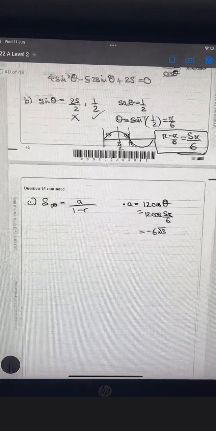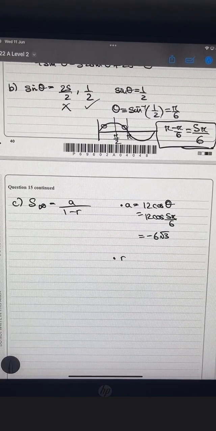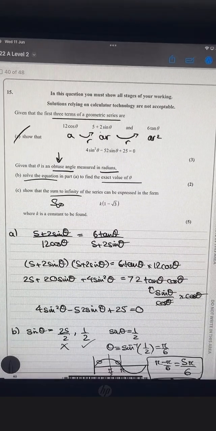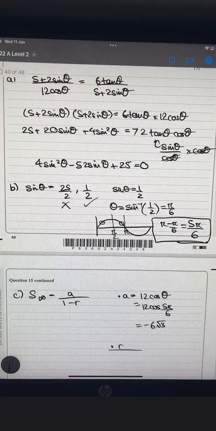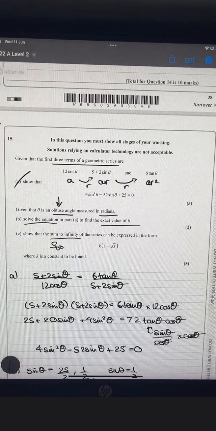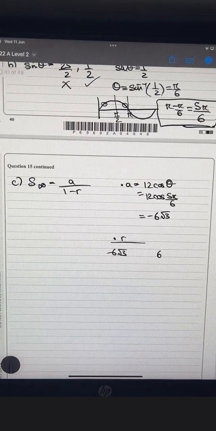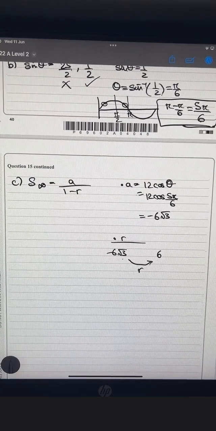So now I need to find what r is equal to. I know that the ratio is that: I'm multiplying this by r to get this. So how am I going to do that? I'm just going to find what the first and the second term are. The first term is minus 6 root 3. The second term, in my calculator, I'm just going to put 5 plus 2 sine 5 pi by 6, which gives me my second term, which is just 6. So if I'm multiplying by r, what am I multiplying by to get from here to here? Well, it's going from negative to positive, so r is going to be negative something, and there's a root 3 here, but it's not there, so you're dividing by the root 3, and it's just going to be negative 1 over root 3. So that is r.